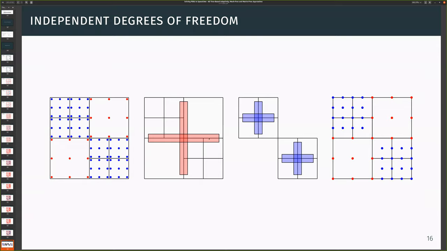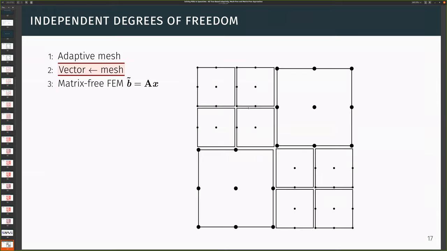So we look at these regions, and first we resolve the duplicate nodes in these regions, and we recurse. Let's look at an example. This is what we want to achieve. This is the independent degrees of freedom.